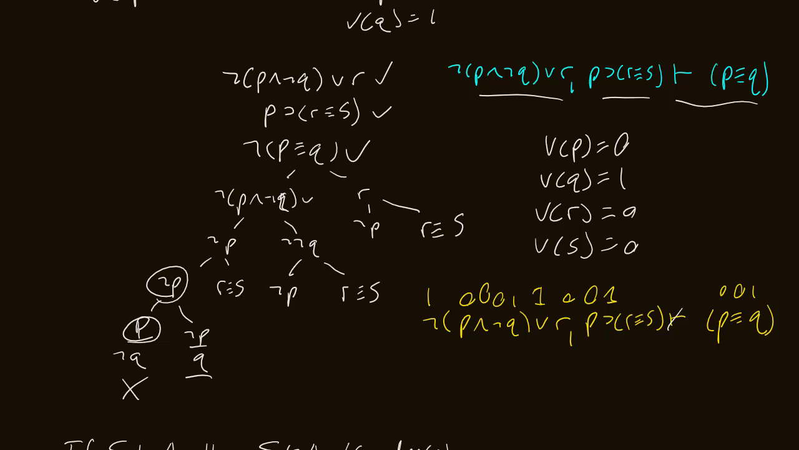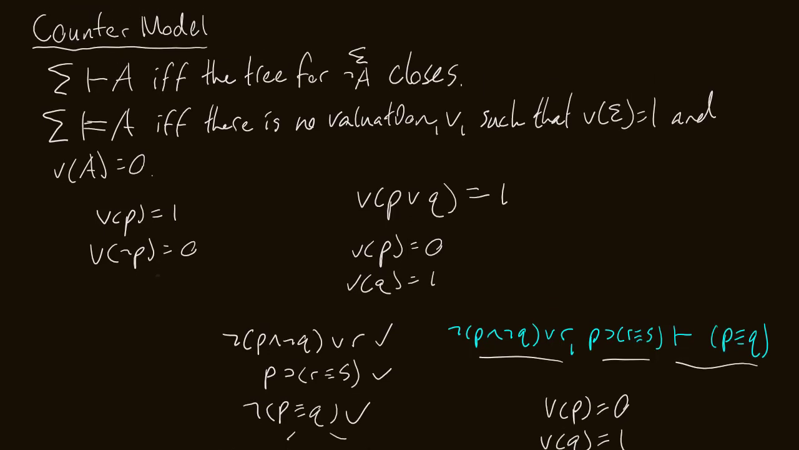And if our tree, let's go back to our definitions, right? If our tree closes, then our premises sigma syntactically entail A, and also when our tree closes, that means that there's no valuation V that makes our premises true and our conclusion false. So we know that sigma semantically entails A. So our tree method is both sound and complete.